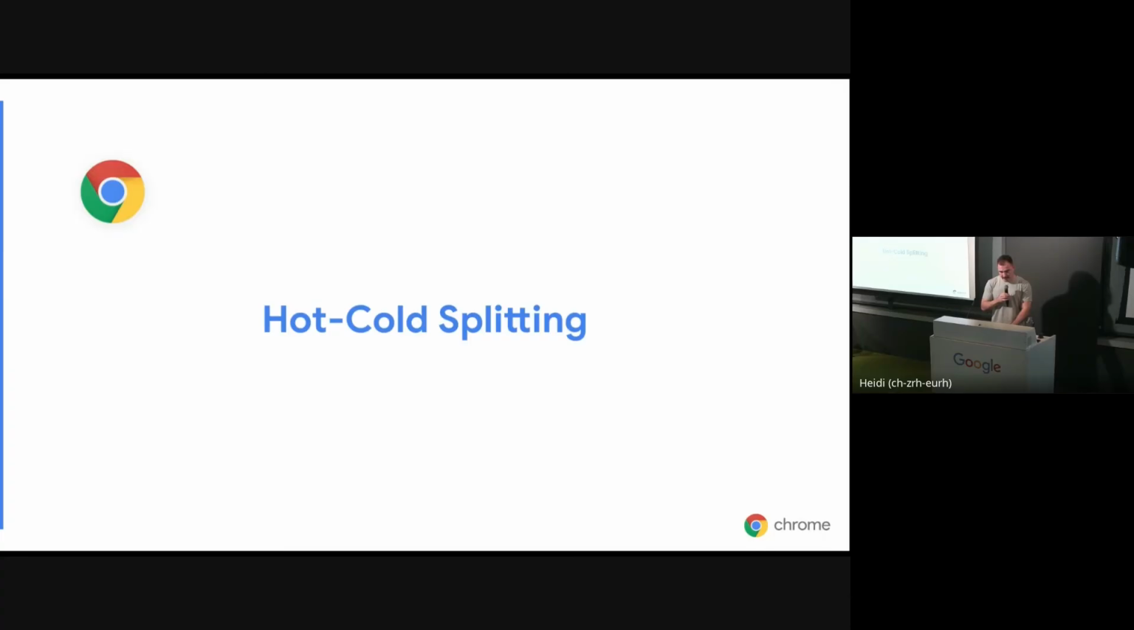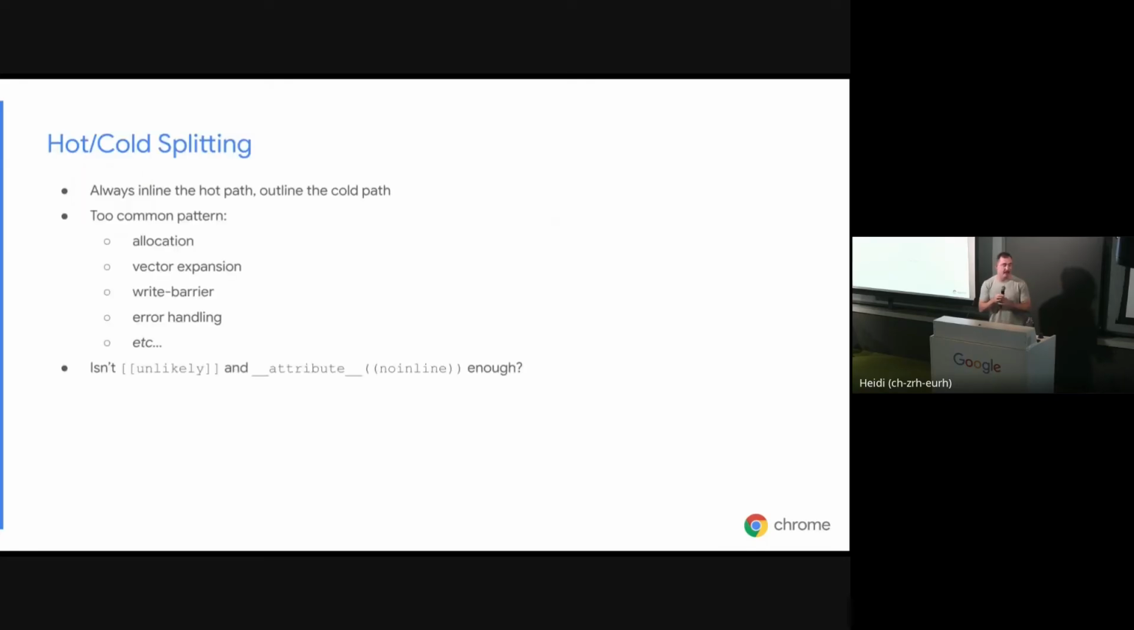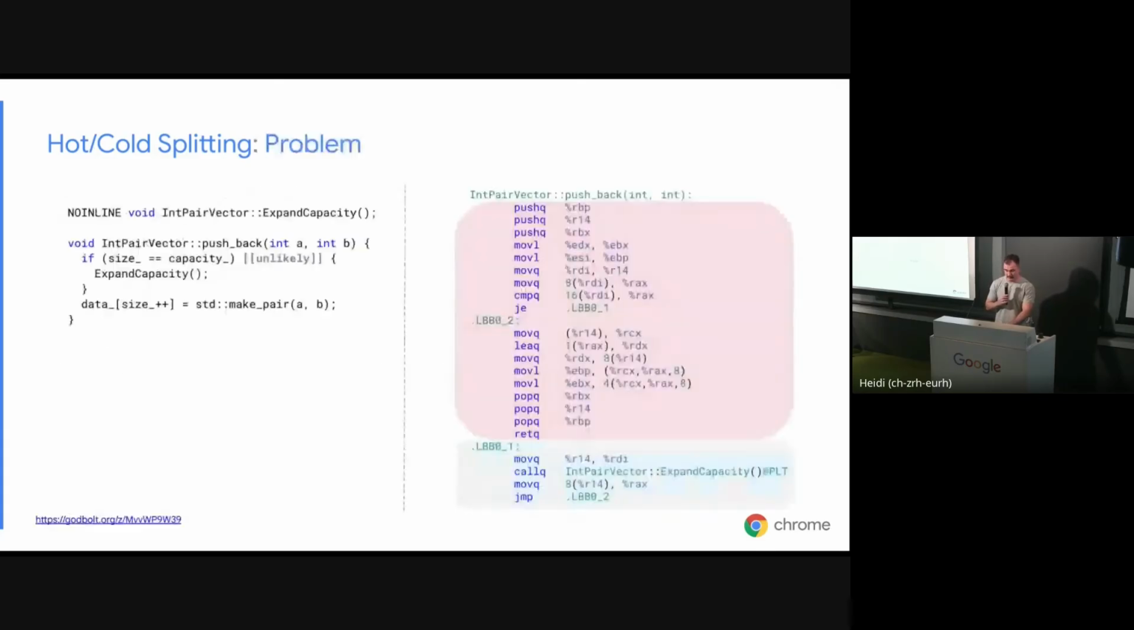Right, so there is also an optimization called call splitting. Actually, not optimization, but a pattern. It's basically when you always inline the hot path and outline the cold path. It's used in multiple places, like allocation, vector expansion, a lot of different things. So the question is: unlikely attribute for the cold path and the no inline attribute for the cold call?